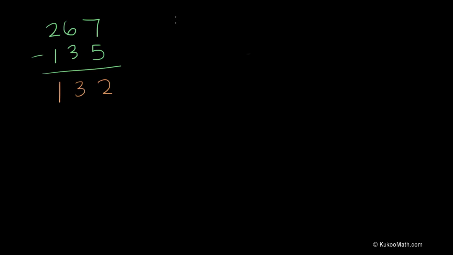Let's look at the second problem. 267 minus 158 is equal to what? In the ones column, we can't do 7 minus 8, so let's borrow from the next column over. Cross out the 6, and it becomes 5. Put a 1 in front of the 7.